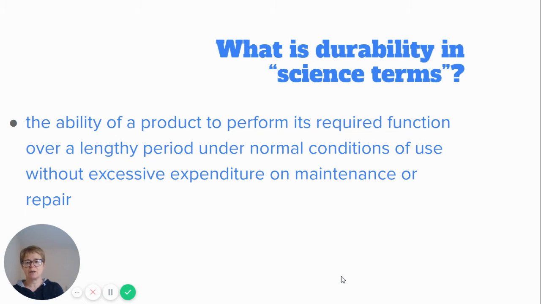But in everyday language, if a product is durable, it means that it lasts. It lasts a long time despite being used regularly to do its job, and doesn't require early replacement or repair or maintenance in a time that you wouldn't expect. So it does its job and it lasts. That's what we mean by durable.